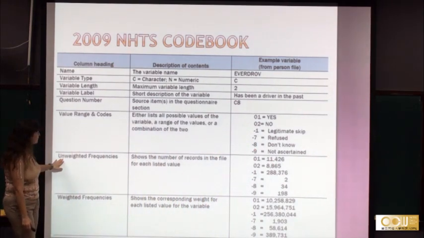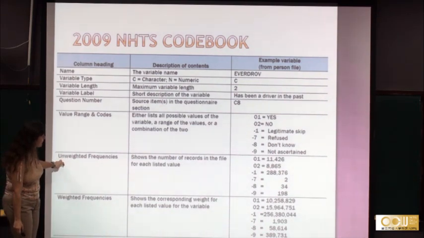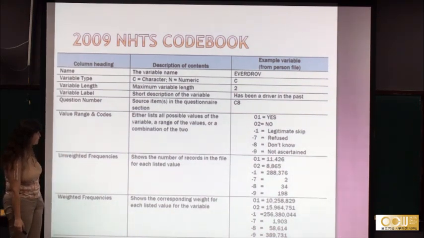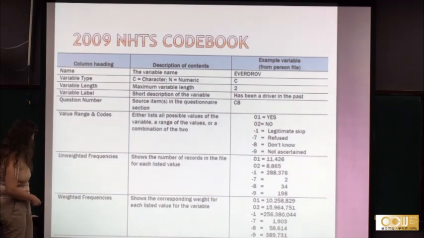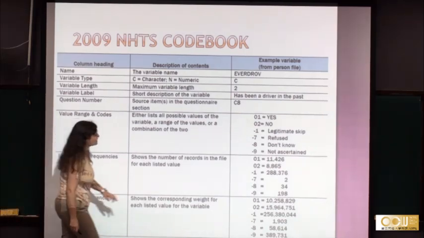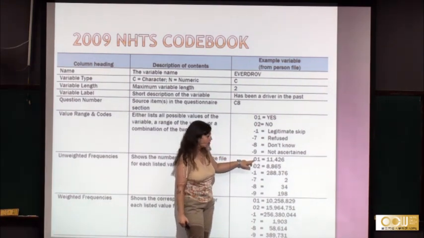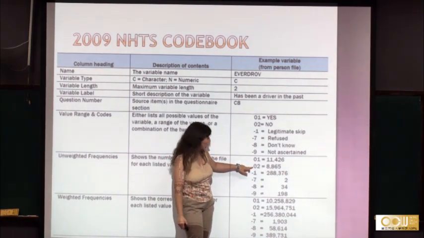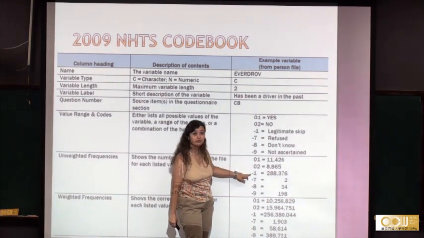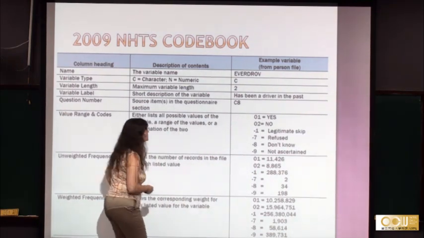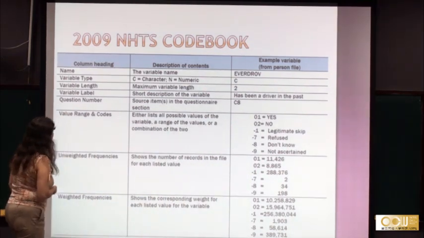Then unweighted frequencies show the number of records in the file for each listed value, and weighted frequencies. So how many times 0.1 was recorded, how many times 0.2 was recorded, how many times -1 was recorded, and so on. So the list of frequencies in the file.